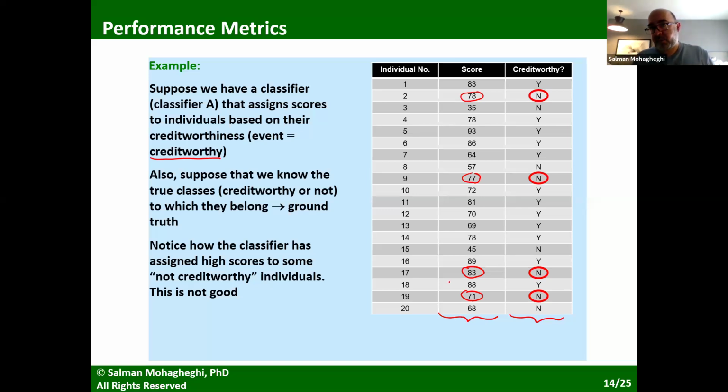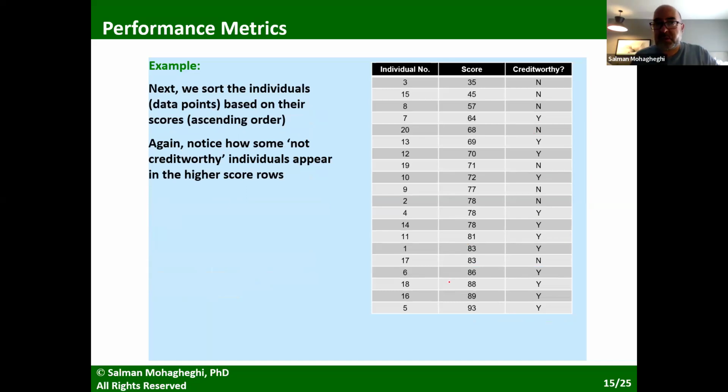So now that I have the scores and individuals' ground truth of whether they are creditworthy or not, what I can do is sort them. So I sort those individuals from the lowest score of 35 to the highest score of 93. In an ideal situation, if this classifier was perfect, what would I have expected to see? All these low values would be not creditworthy. All these high values would be creditworthy. Take a look though. You see here that there is one individual with a low score who actually is creditworthy, and one individual with another low score who is creditworthy. That tells you that this is not a perfect classifier, but let's see what CAP gives us.